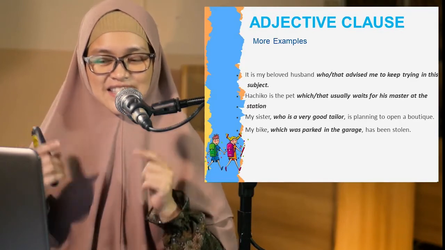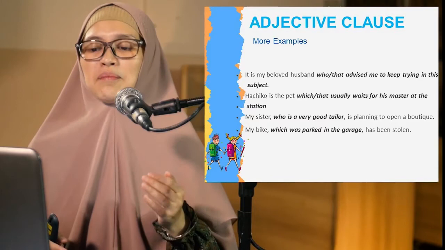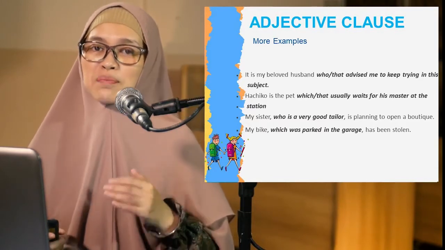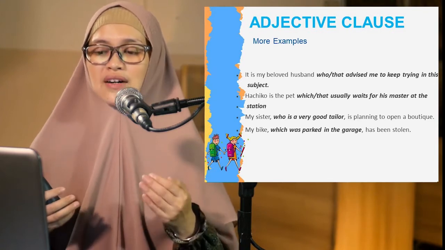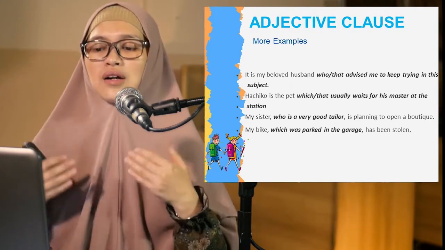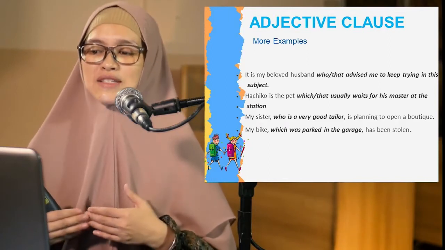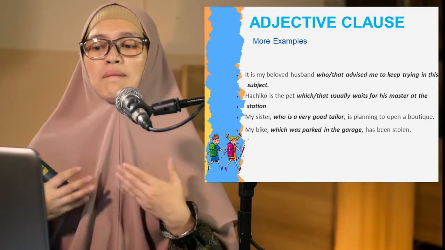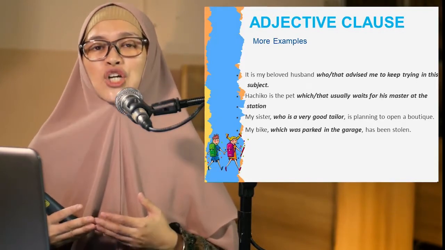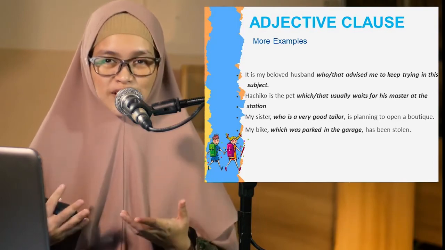The last example, my bike, or motorcycle, my bike, which was parked in the garage. Everyone knows my bike. Which bike? Which was parked in the garage has been stolen. Even when I say my bike has been stolen, you can still understand what it is about, right?